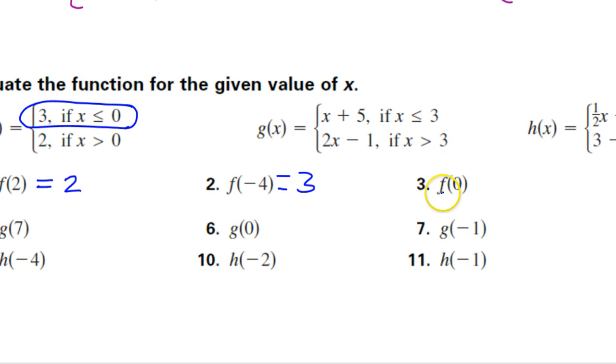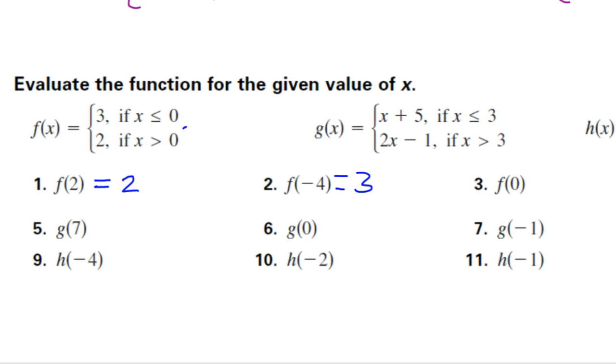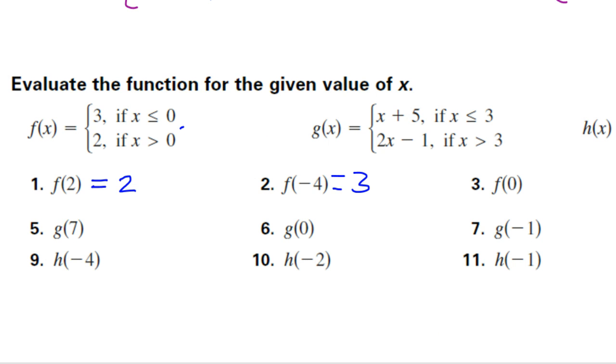Number 3 is still using function f. But this time we're evaluating at 0. So, will we use the top function or the bottom function? Well, 0 is equal to 0. So we will use the top function because we use this when we are dealing with numbers that are less than or equal to 0. So it's a constant, so we just put the constant 3.